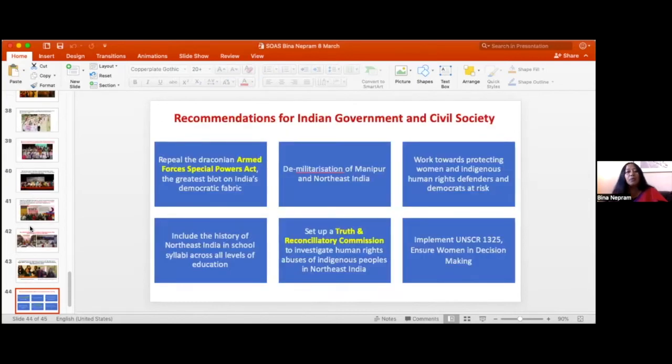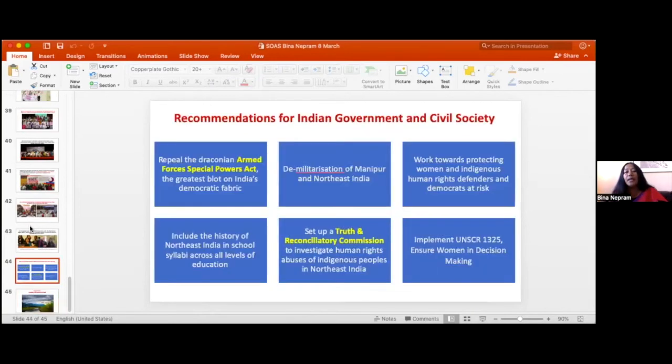And at the global level, we have worked very closely, and we asked for the repeal of martial law. We asked for demilitarization. We asked for the protection of women and indigenous rights defenders because they are so much at risk. We are asking for the inclusion of this history in the syllabus at all levels. We are asking for the setting up of a Truth and Reconciliation Commission and to implement UNSCR 1325 as well as many other resolutions, in short.